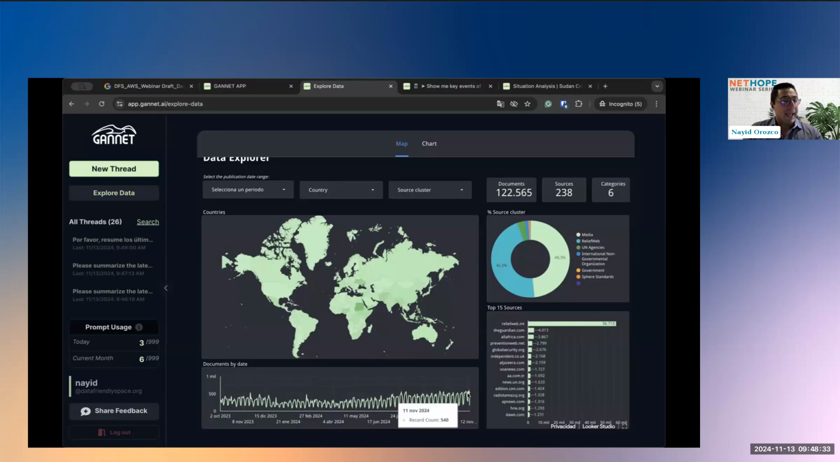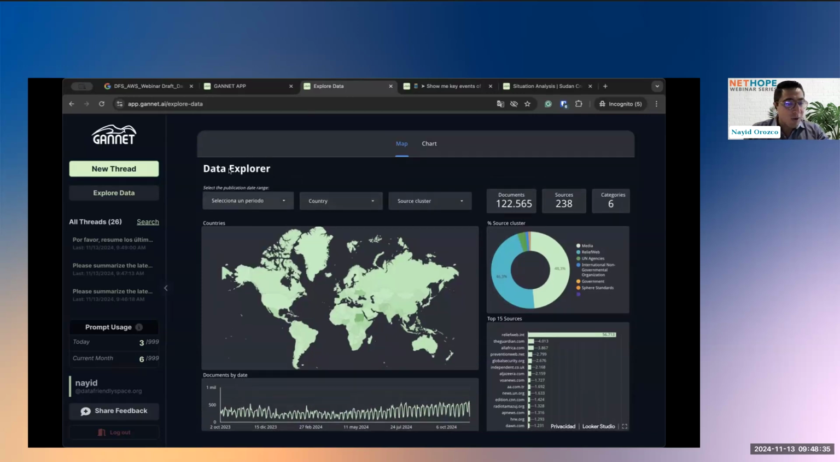And this is the idea of the explore data dashboard functionality, just to allow the users to go and have a bigger picture. At any moment, you can filter by country, by a specific date or period of time, and also by clusters. You will also have an option for the chart where you have the same data as a table.